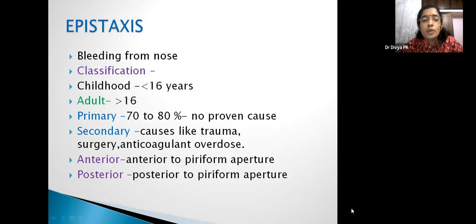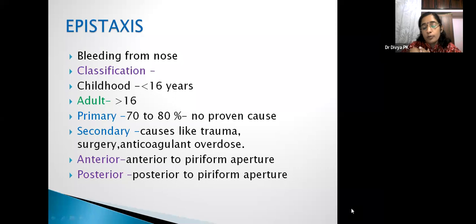Next, one of the most common nasal ENT emergencies is epistaxis. It is bleeding from the nose. For classification, childhood is less than 16 years of age and adult cases are more than 16 years. It can be primary; most commonly, 70 to 80% of epistaxis is idiopathic. Secondary causes like trauma, surgery, and anticoagulant usage can be associated. Depending upon the site, it can be anterior or posterior.